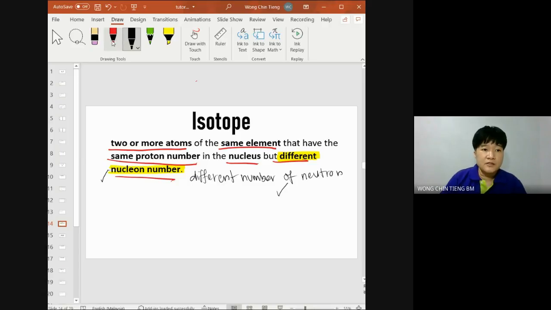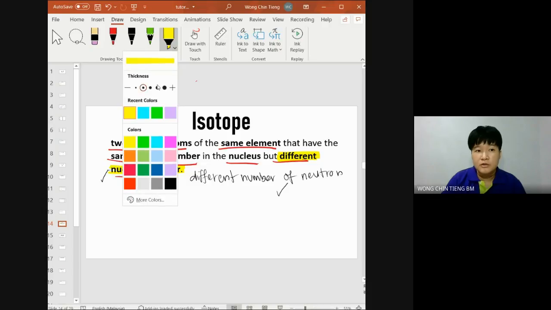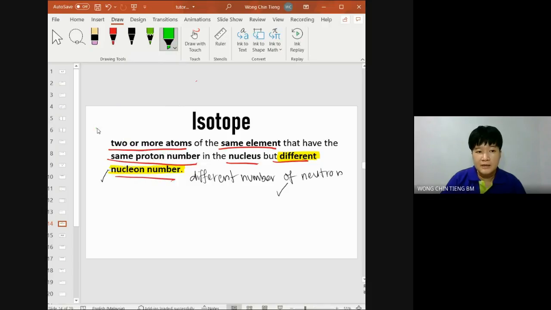The main difference compared to your SPM is this definition is a lot more detailed, where you must mention at least two or more atoms of the same element that have the same proton number in the nucleus, but then the different nucleon number. Okay? And why I love to put your isotope notation before my isotope simply because if I'm using the nucleon number, we talked about isotopic notation yesterday.